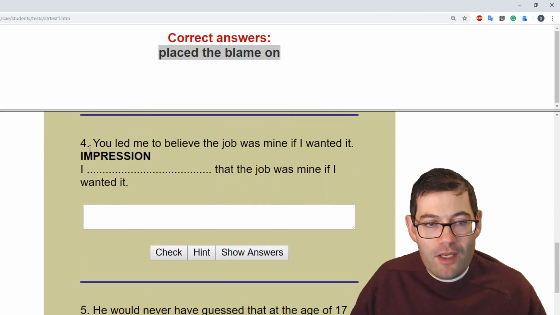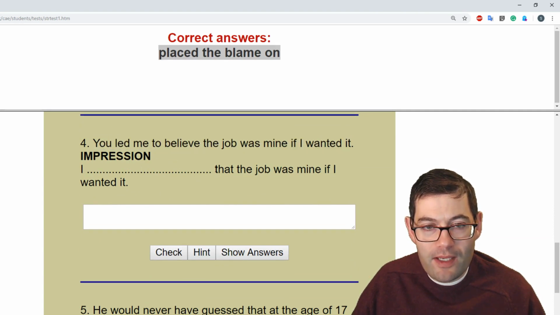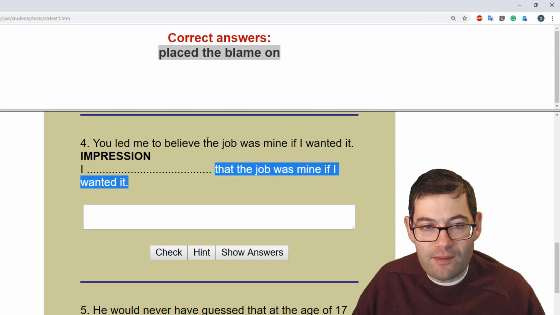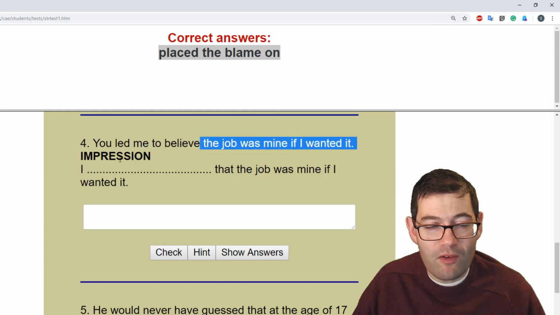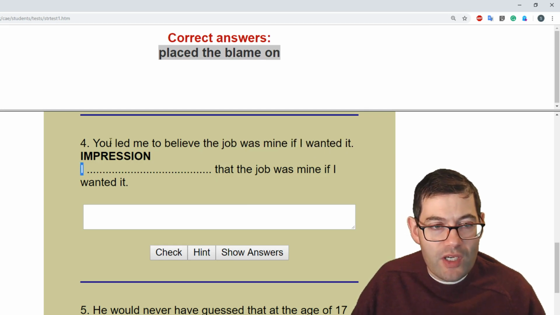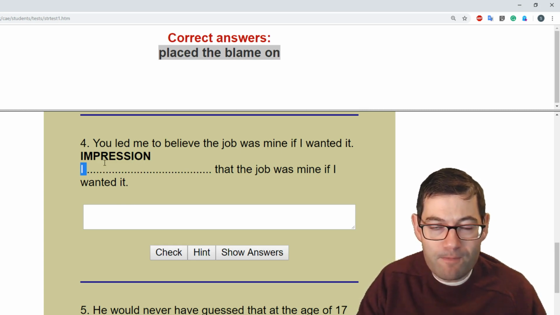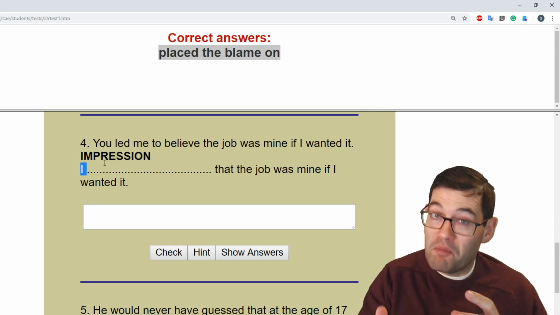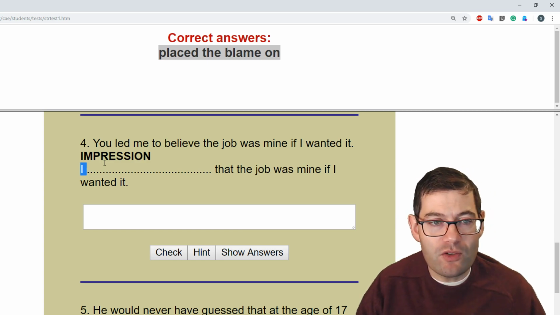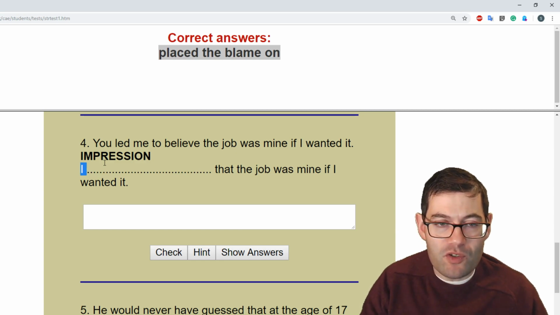For question number 4, you led me to believe the job was mine if I wanted it. Let's have a look at the language we don't have to worry about. That the job was mine if I wanted it, which covers this bit here, so we don't have to think about that. In our answer question, we've got I, so the focus changes. Here it's you, here it is I. So the focus of how we approach this has changed. Another example of sentence transformation. Who is the subject, who is the focus of the sentence.